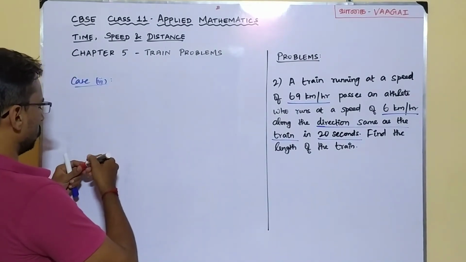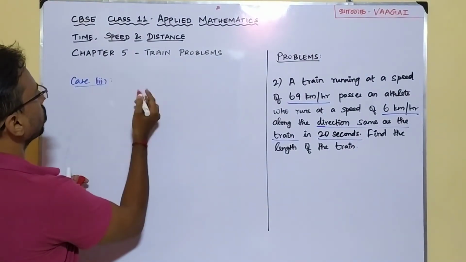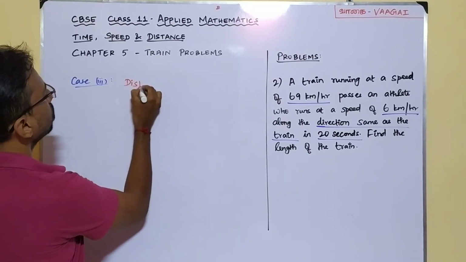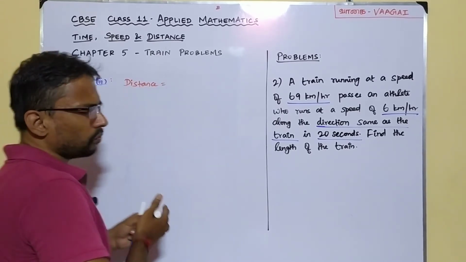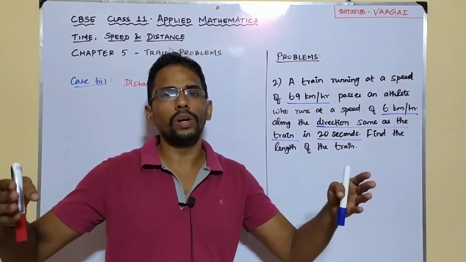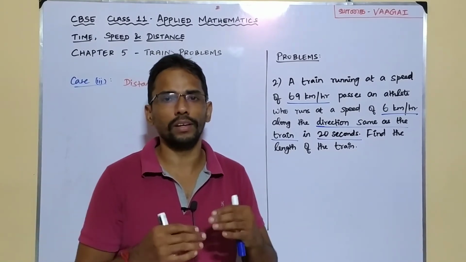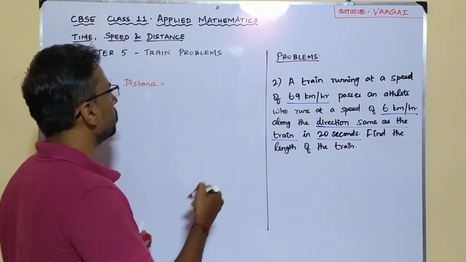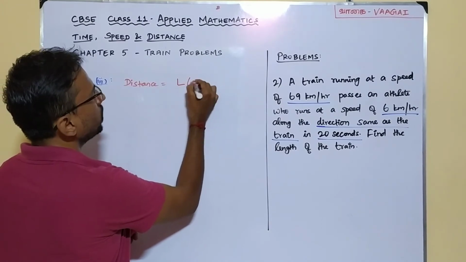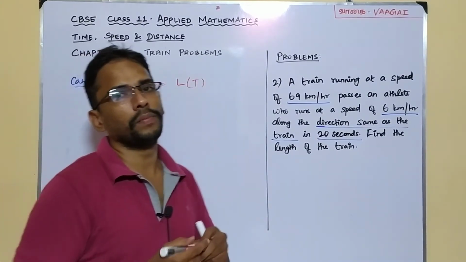So when it comes to distance, what would be the distance? I'll note it here. It is nothing but the length of the train only, because here the only object which is going to have a length is the train. So that means distance will be the length of the train. I'm writing in short.